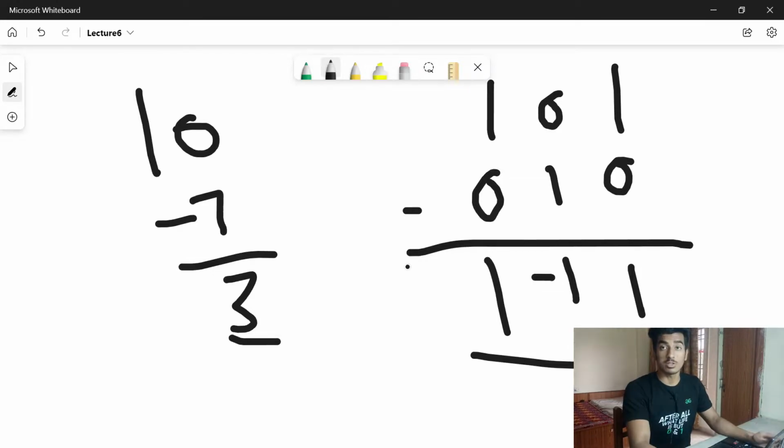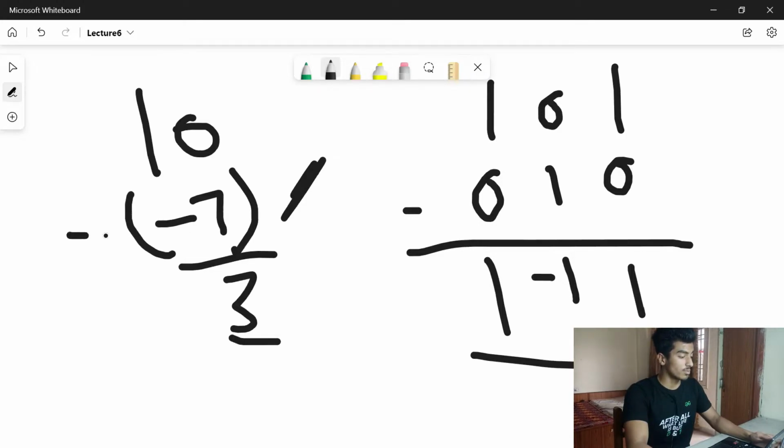So if we want to subtract two numbers, then first we have to find the negative of the second number and then add it to the first number. As you can see here, we are adding minus 7 to my 10 and the result is 3. But how can we find the negative inverse of some binary number? The answer is 2's complement.